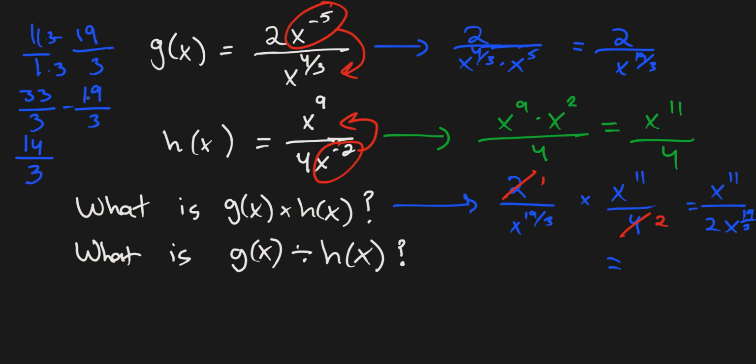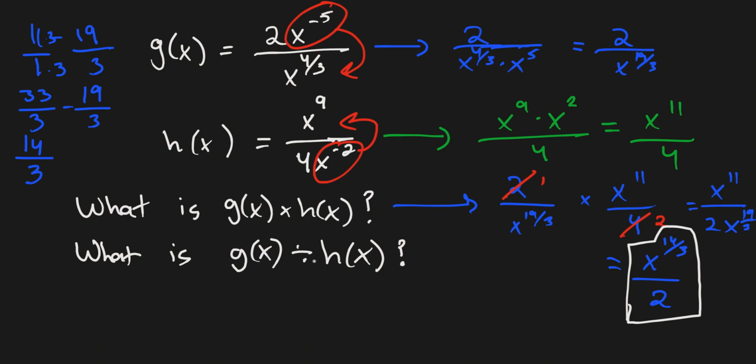Let me just double check. 14 plus 19 is 33. Yes, 33 by 3, 14 by 3. We can't simplify this any further, so that's just what we will stick with. So this is x to the 14 by 3, divided by 2. And this is actually as simple as we can go. We can't simplify this any further without writing it in a more messy way. I guess you can bring this down, make it negative, but again, we don't really like negatives, so this is good.